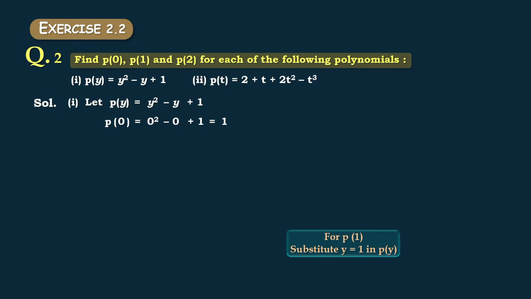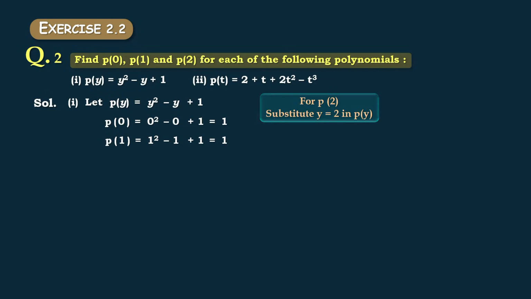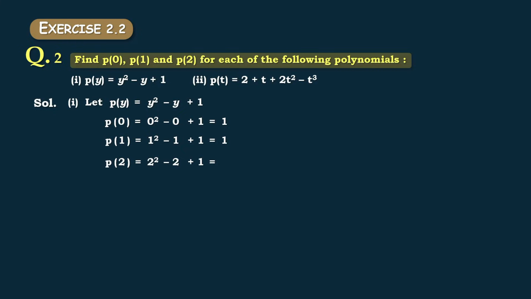Value at 1. Substitute 1 in place of y. 1 squared is 1. 1 minus 1 is 0. 0 plus 1 gives 1. So, the value of the polynomial at 1 is 1. Value at 2. Substitute 2 in place of y. 2 squared is 4. 4 minus 2 is 2. 2 plus 1 gives 3. So, the value of the polynomial at 2 is 3.